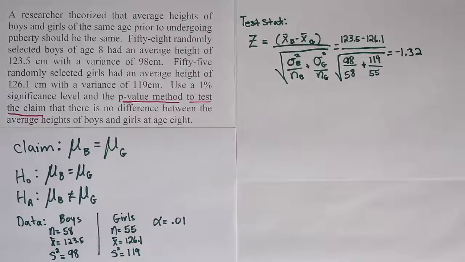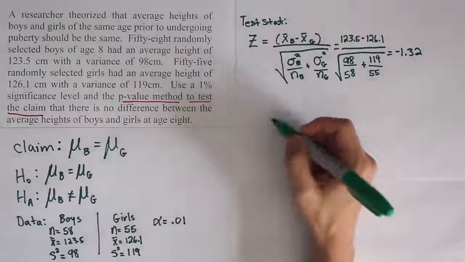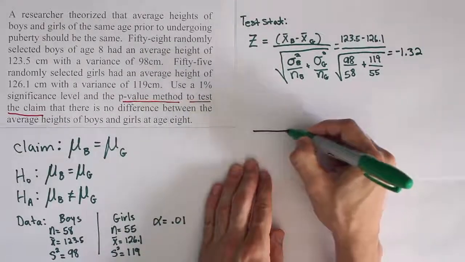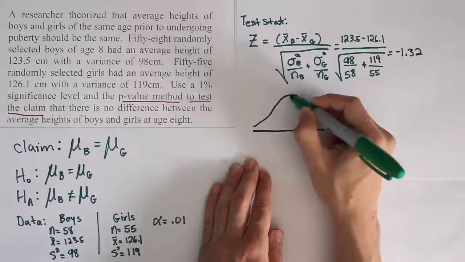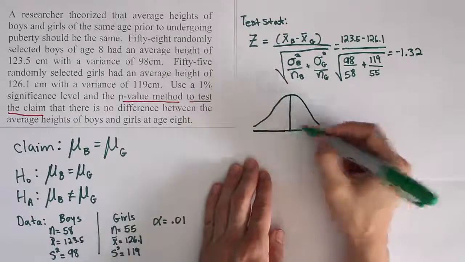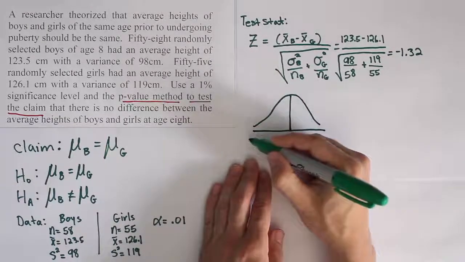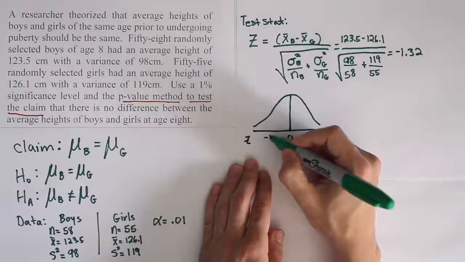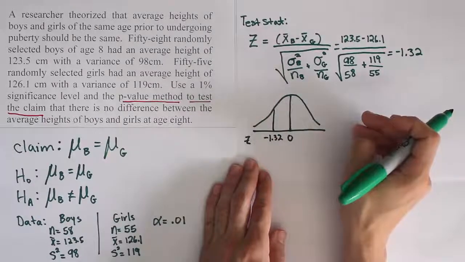Now, normally in most hypothesis testing problems, they're going to ask you to come up with the critical value, but in this problem it says use the p-value method. So our next step is to do the p-value. When you're doing the p-value, you want to draw the bell curve, but you don't put tails on it. What you do instead is put the test stat where it belongs with respect to 0. If that's negative, it's going to be on the left, negative 1.32. So I'll draw a line representing where that's located on the curve.